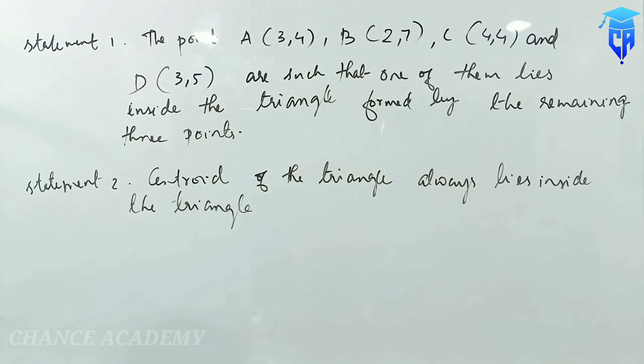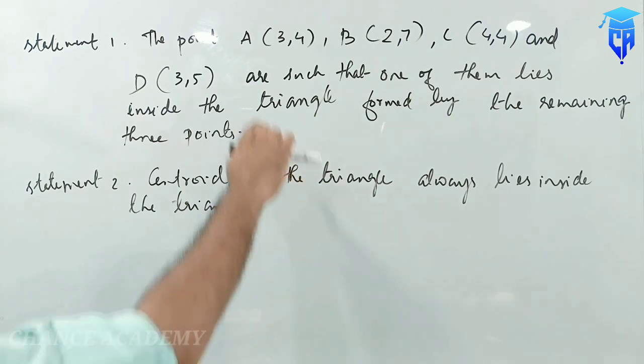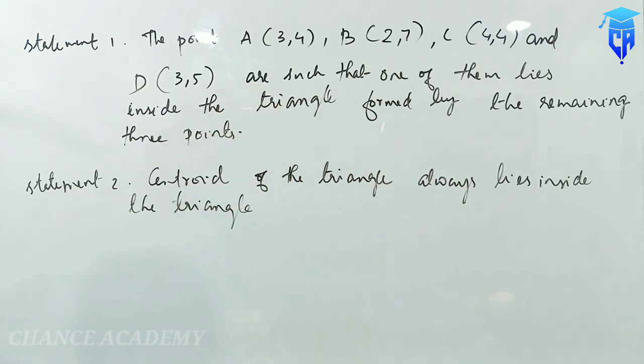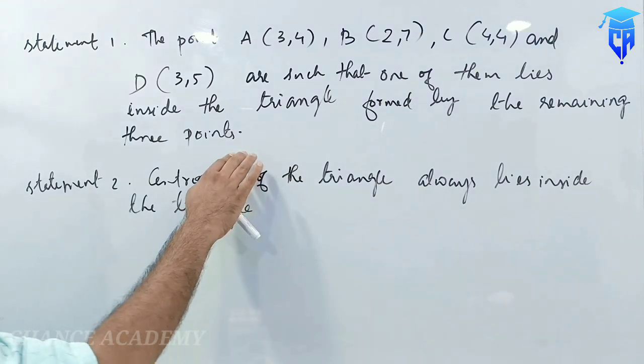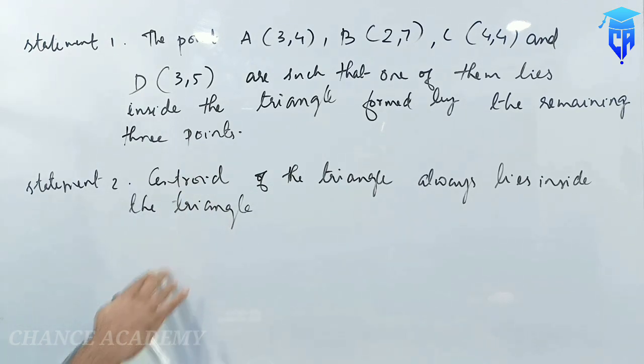So we shall continue the discussion on assertion reason type questions. This question is from coordinate geometry. The assertion gives the points A (3, 4), B (2, 7), C (4, 4), and D (3, 5), such that one of them lies inside the triangle formed by the remaining 3 points. That's the assertion. Now coming to the reason: the centroid of a triangle always lies inside the triangle.